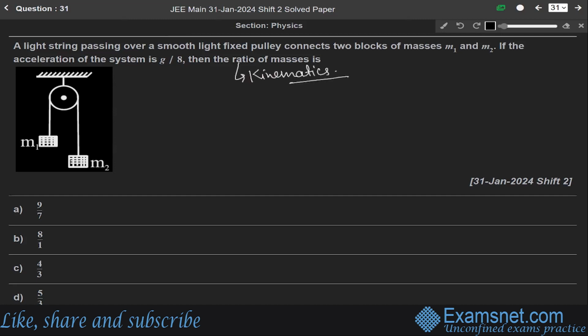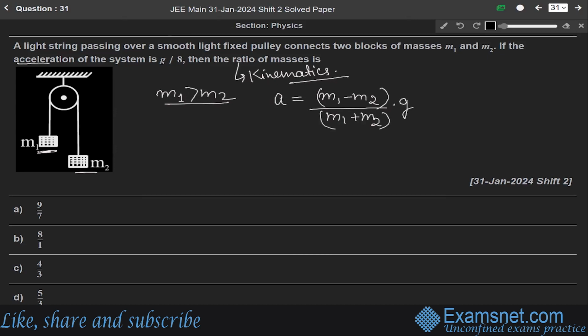Now, according to this question, there are two masses m1 and m2 connected to a pulley. Let us say m1 is greater than m2. Then, to find their acceleration, there is a direct formula, a very basic formula, that acceleration a is equal to (m1 minus m2) over (m1 plus m2) into g. According to the question, the acceleration is given as g by 8, so it will be equal to g by 8. This g cancels out.